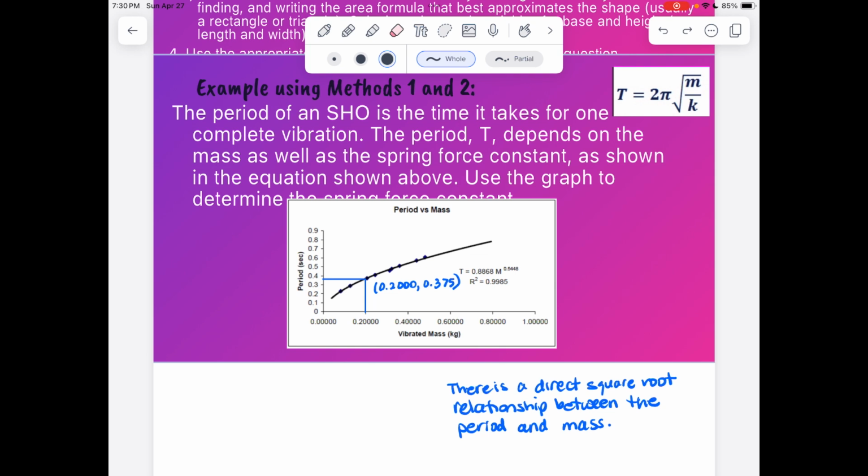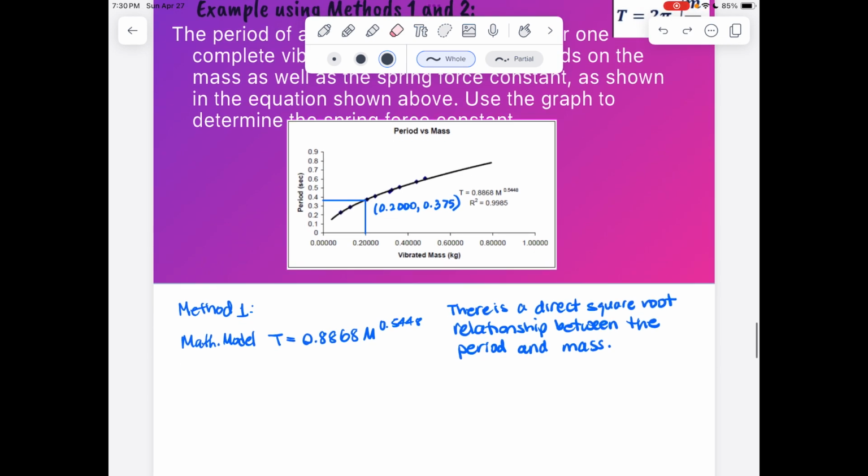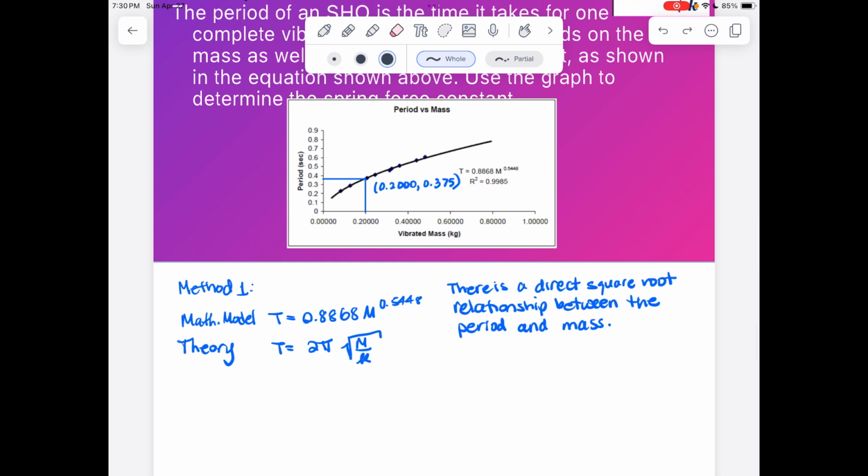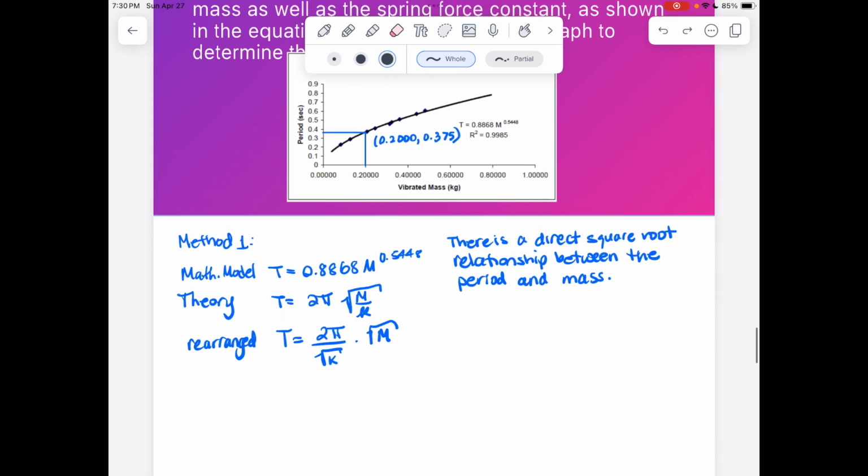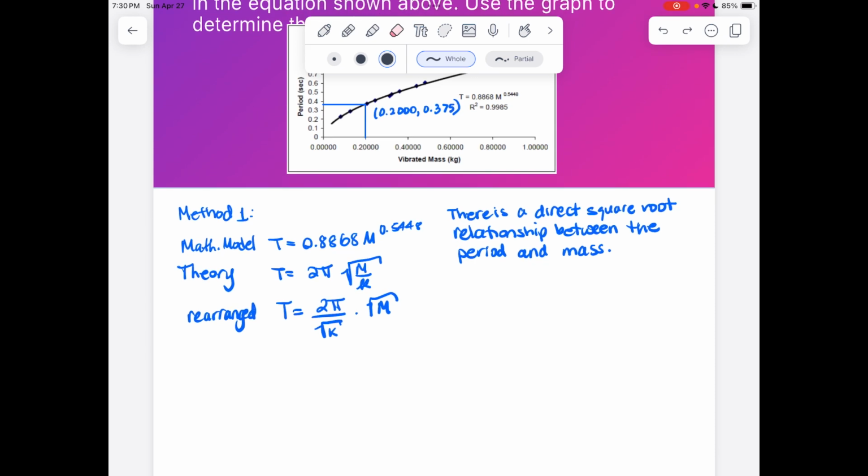All right, so now method 1 is using the mathematical model, which was already given on this particular graph. So just write that down. And they also, in the story, they gave you the theory. So you write that down. Now you want to get that theory into the same format as your mathematical model. So you just want to rearrange it so that m to the 0.5 is by itself. So I'm going to do that. I just separated out the square root of k and put it in the denominator of 2 pi. It just makes it nice and neat. And now I can line that up, and I see that the periods are under each other and the square root of m is under each other.